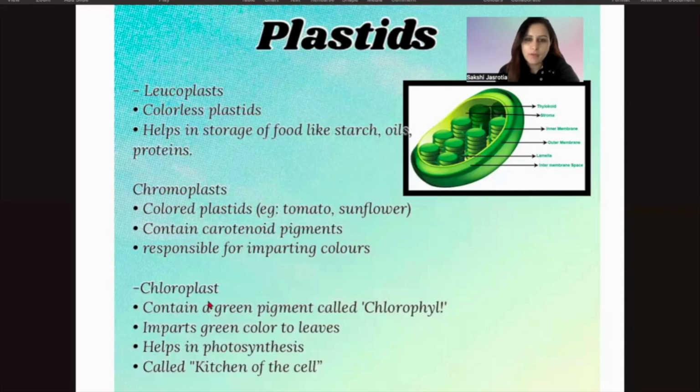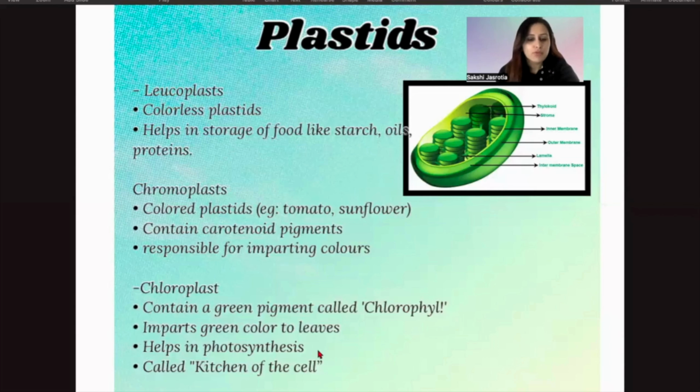Chloroplast, we are very much familiar with this. What is a chloroplast? It contains a green pigment called chlorophyll. We have spoken about it in our junior classes also. What is the function of chlorophyll? It helps in photosynthesis, right? And it also imparts the green color to the leaves. The green color inside leaves is because of this pigment, that is chlorophyll, right?